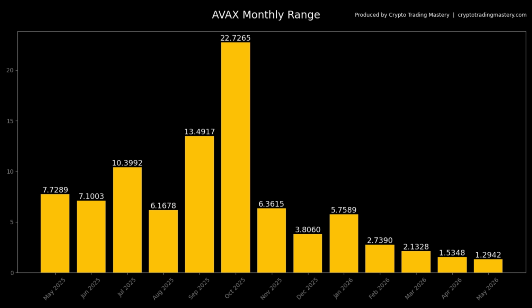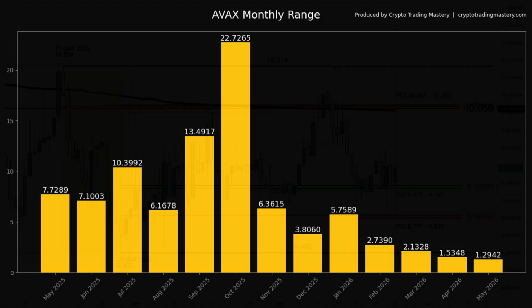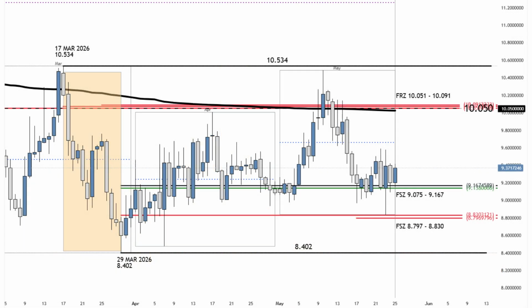And compression phases like this rarely last forever. In fact, the tighter the compression becomes, the greater the probability that the market eventually produces a strong directional expansion move later on. So while Avalanche may currently appear slow and relatively directionless on the surface, underneath the market is actually storing energy through tightening volatility conditions. And eventually, that pressure usually releases through expansion. The key question now becomes, which direction will Avalanche choose?